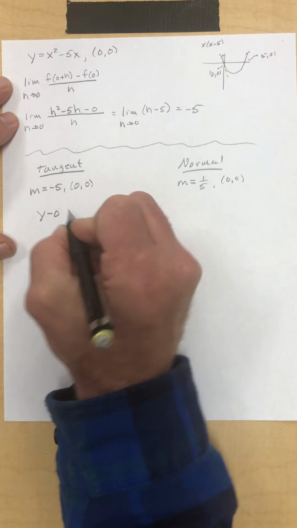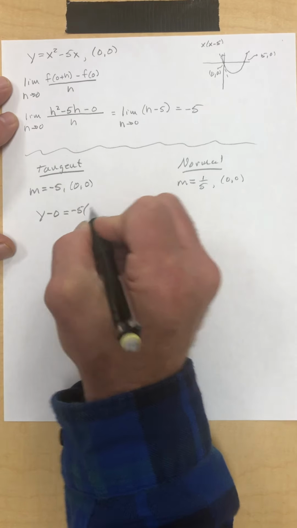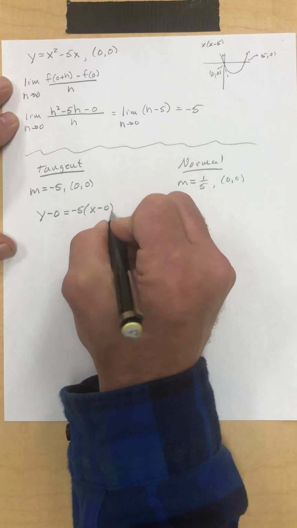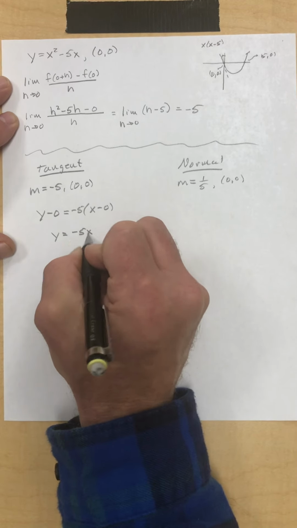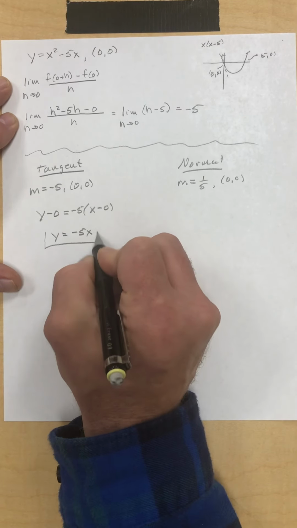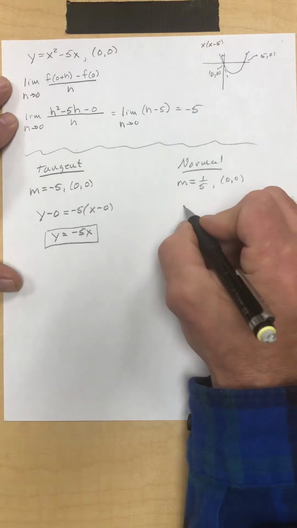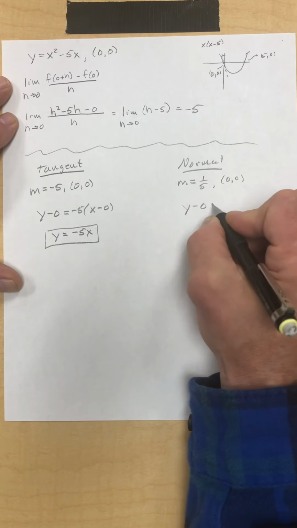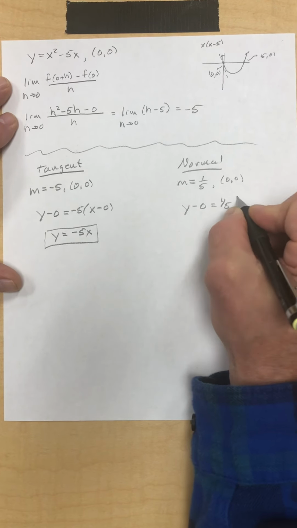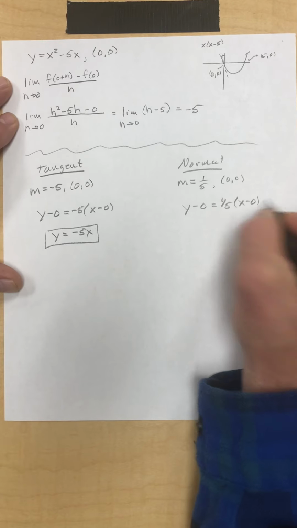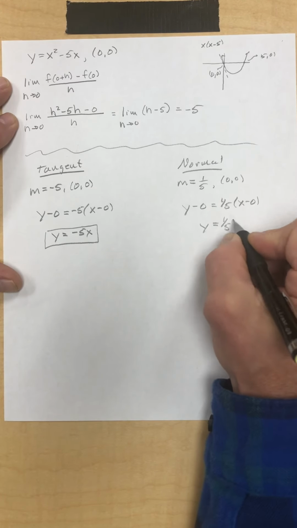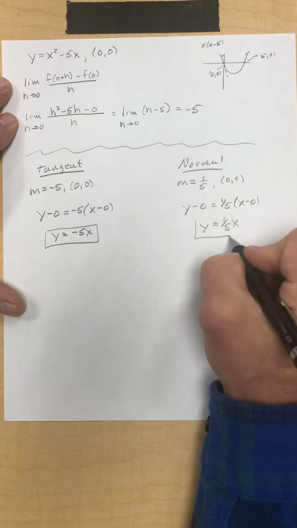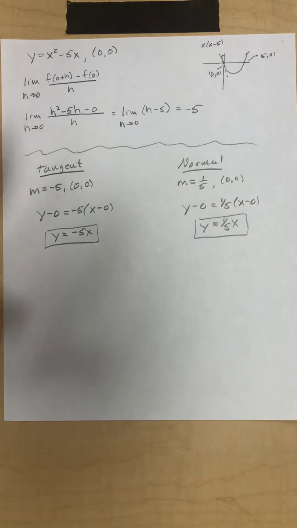y minus 0 equals negative 5 times the quantity x minus 0. So we're going to get y equals negative 5x, and we have our tangent line. Right here we get y minus 0 equals 1/5 times the quantity x minus 0. So we get y equals 1/5 x. And there we go. It is that simple.